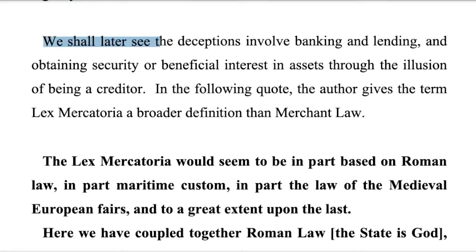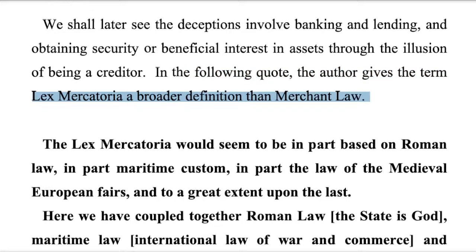We shall later see the deceptions involved in banking and lending and obtaining security or beneficial interest in assets through the illusion of being a creditor. In the following quote, the author gives the term lex mercatoria a broader definition than merchant law.